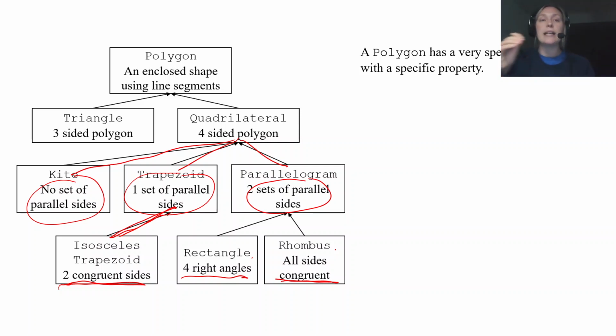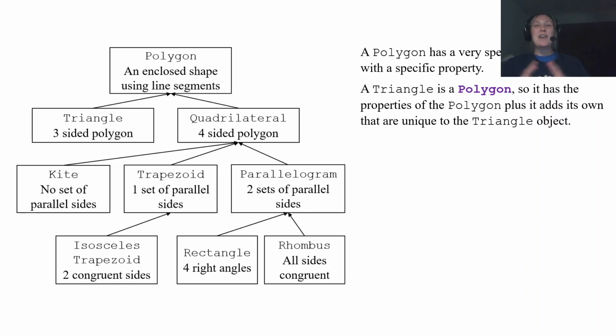And this idea of building these shape objects is what inheritance is all about. And it's beautiful when I can involve other branches of mathematics. Geeking out, right? So let's go back to what I said: a triangle is a polygon. So it has the properties of a polygon, plus it adds its own that are unique to a triangle.